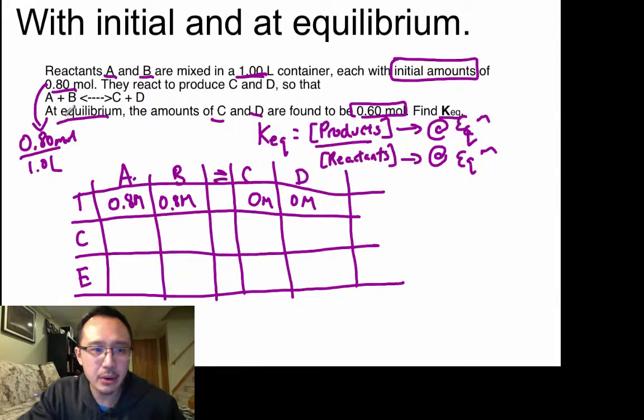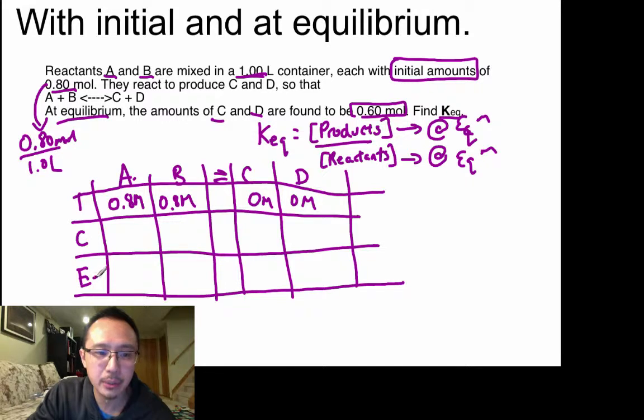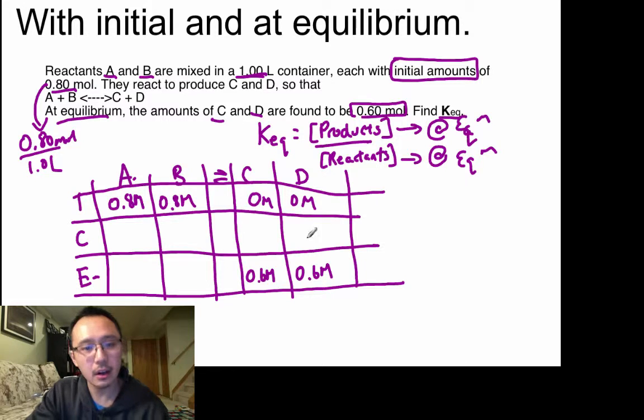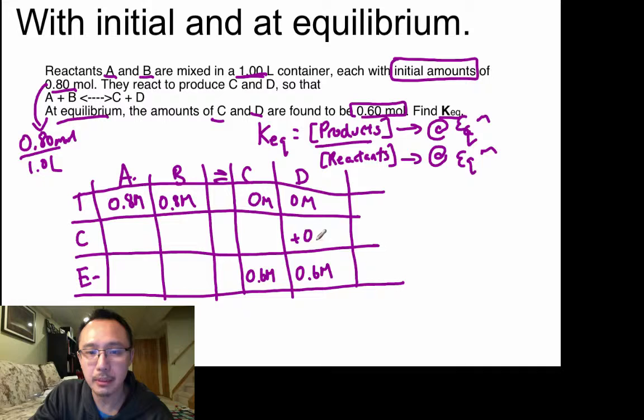The next thing we know is that at equilibrium, the amounts of C and D are 0.6. So we put that under the E, and for C and D, we put 0.6 molar. This is still within the 1 liter container. This is all that I can put into the table. The next step is to see what's the change. Starting at your products, we started from 0 and we gained 0.6. That means it's going to be a plus 0.6 molar here and a plus 0.6 molar here.